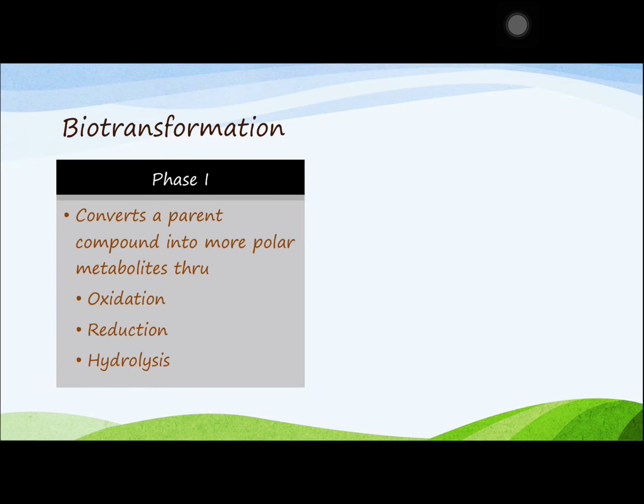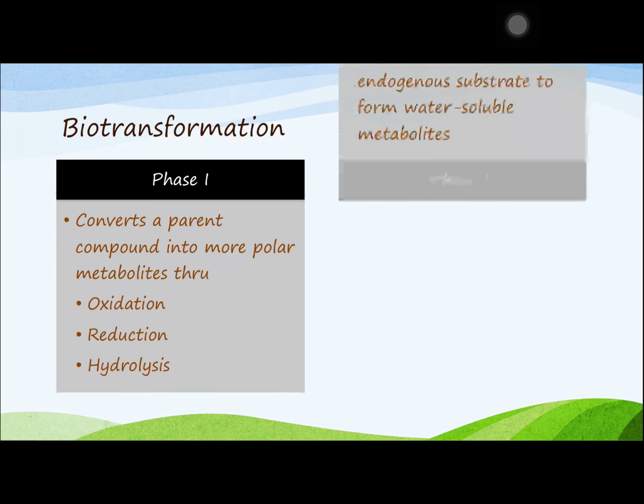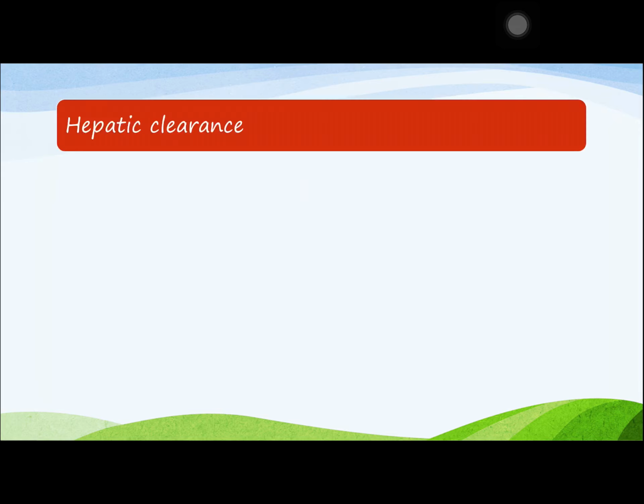Phase 1 converts a parent drug into a more polar metabolite through the processes of oxidation, reduction, and hydrolysis. Phase 2 couples a parent drug or a phase 1 metabolite with an endogenous substrate to form a water-soluble compound.